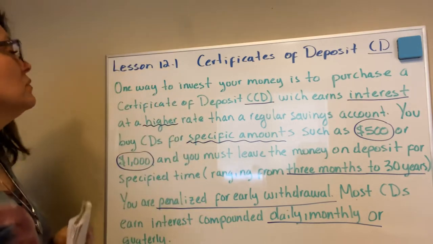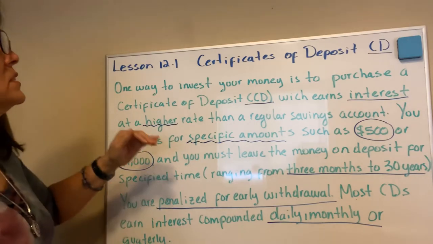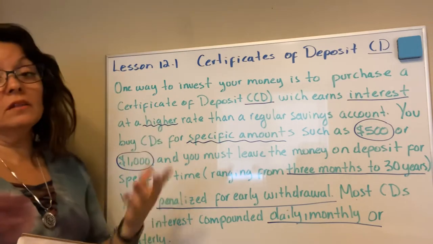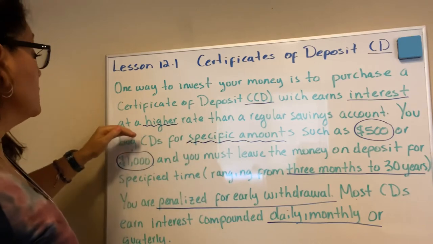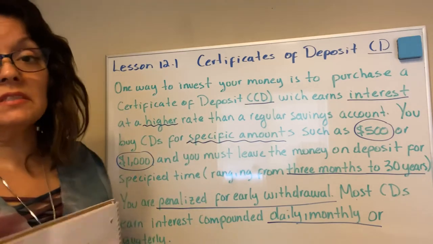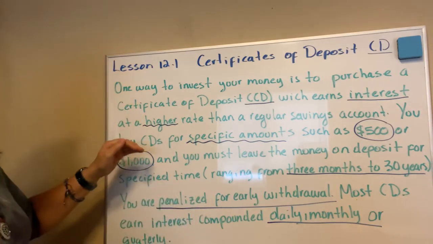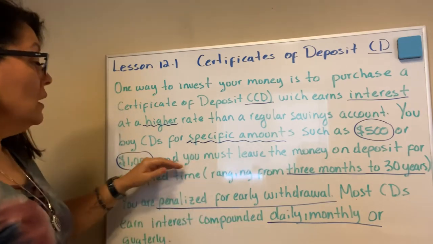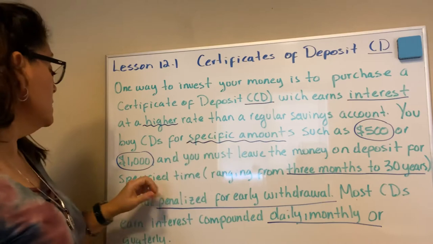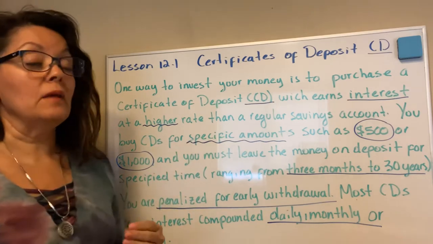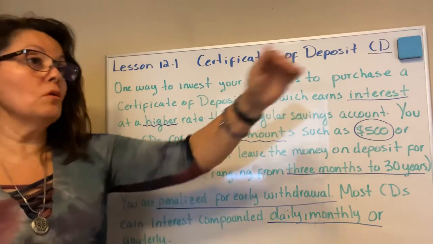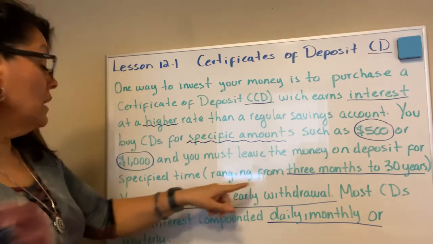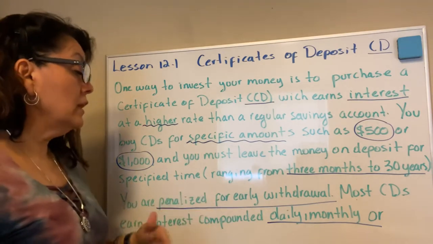Okay, what is a certificate of deposit? One way to invest my money or our money is to purchase a certificate of deposit. We call it a CD. It earns interest at a higher rate than a regular savings account. So you buy CDs for specified amounts like 500 or 1,000, and you must leave the money on deposit for a specified time. It could be 3 months up to 30 years. It just depends on you, but it is very important that you are penalized for early withdrawal.